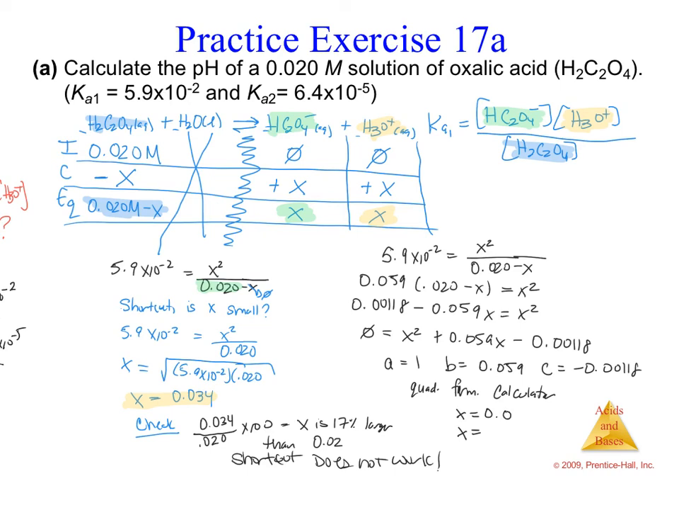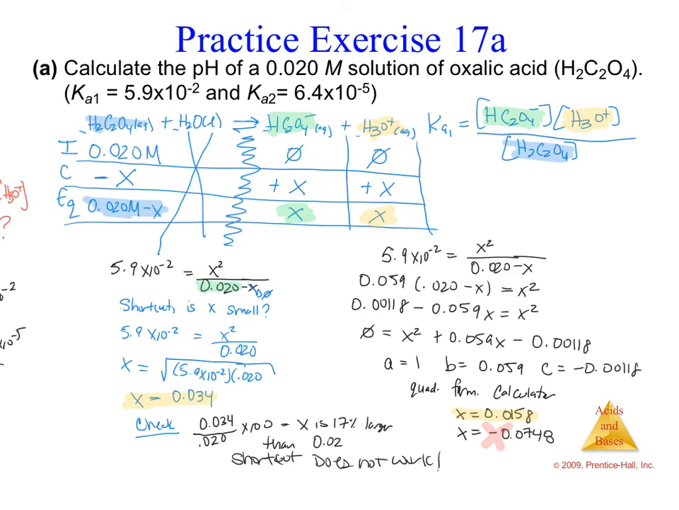One value is x equals 0.0158, and the other value of x is negative 0.0748. So now we have to figure out which value of x is correct. We do that by looking at our icebox. I see that x stands for my equilibrium molarity, therefore it cannot be a negative number. So our value of x must be 0.0158. And I can see that stands for my hydronium molarity at equilibrium.